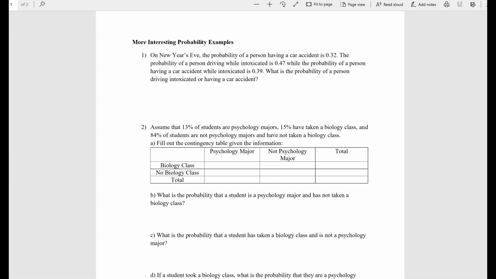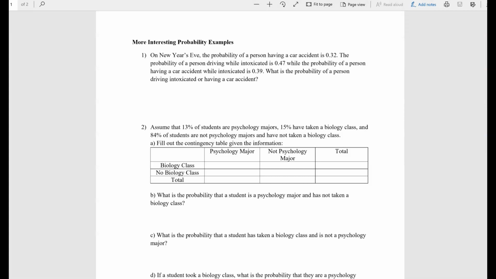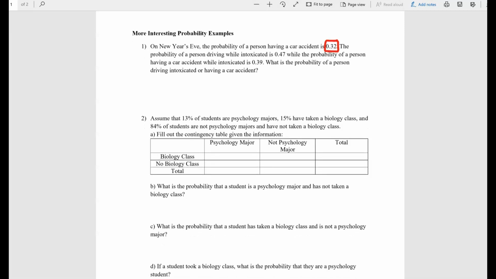Okay, so here are more interesting probability examples. We did a couple of these in class. I've updated a couple of these problems. In particular, let me choose this red one. I changed this number to 0.32. I've also uploaded this on Canvas, so if you want to get the newest worksheet, you can have it. But you can go ahead and do these problems if you'd like.